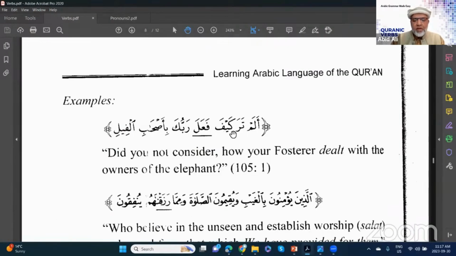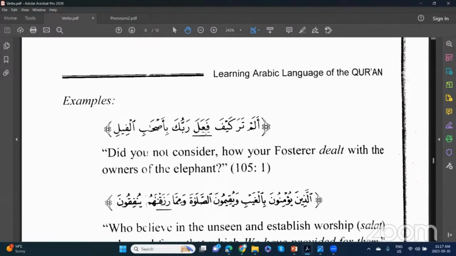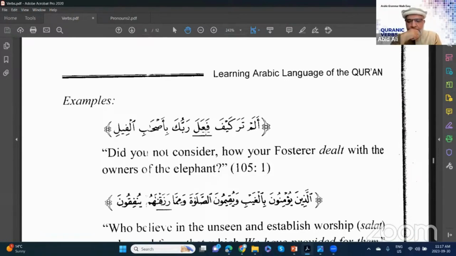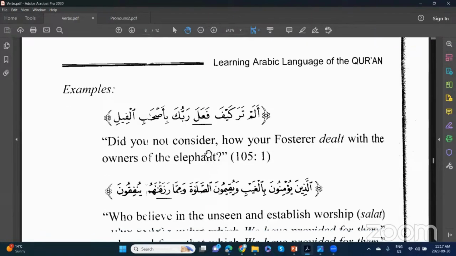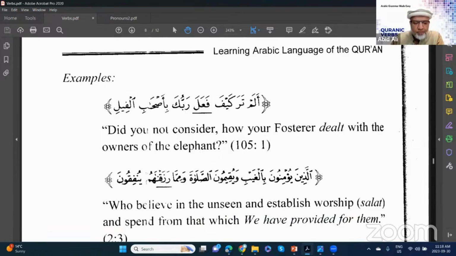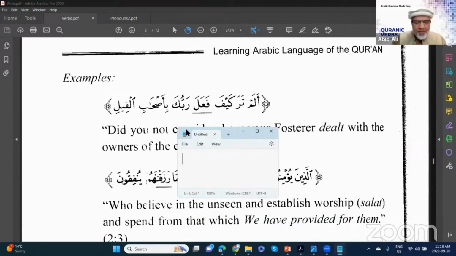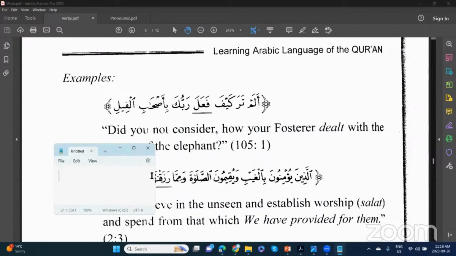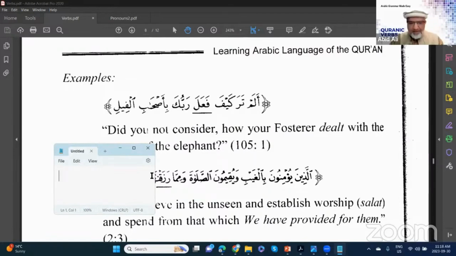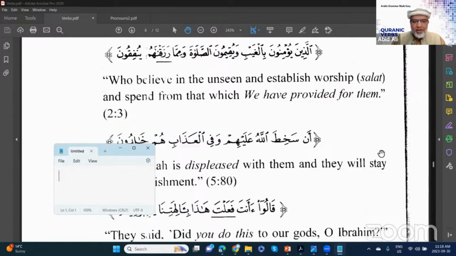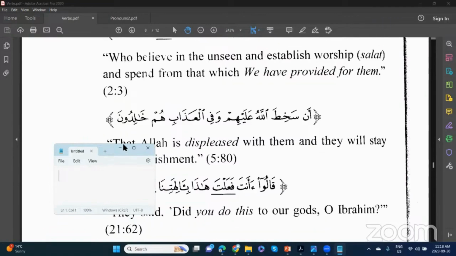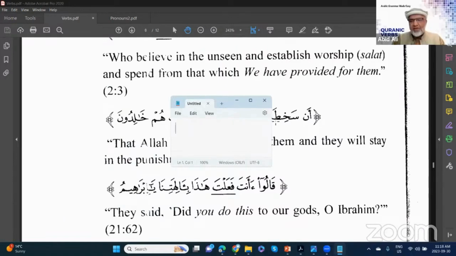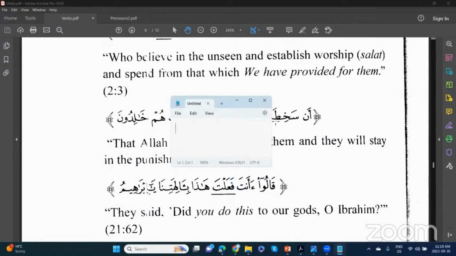Alam tara kayfa fa'ala rabbuka bi ashabil fil. What is this fa'ala here? What is the meaning of fa'ala? He did. Yes. So, is this fa'ala Seegha number 1? Yes. Very good job. Okay. Razaqnahum. If I hide the hum, it is razaqna. Is it 14 or 3? 14. Okay, good. Over here, sakhita. Hum is 3. Sakhita. Seegha number 1. Mashallah.